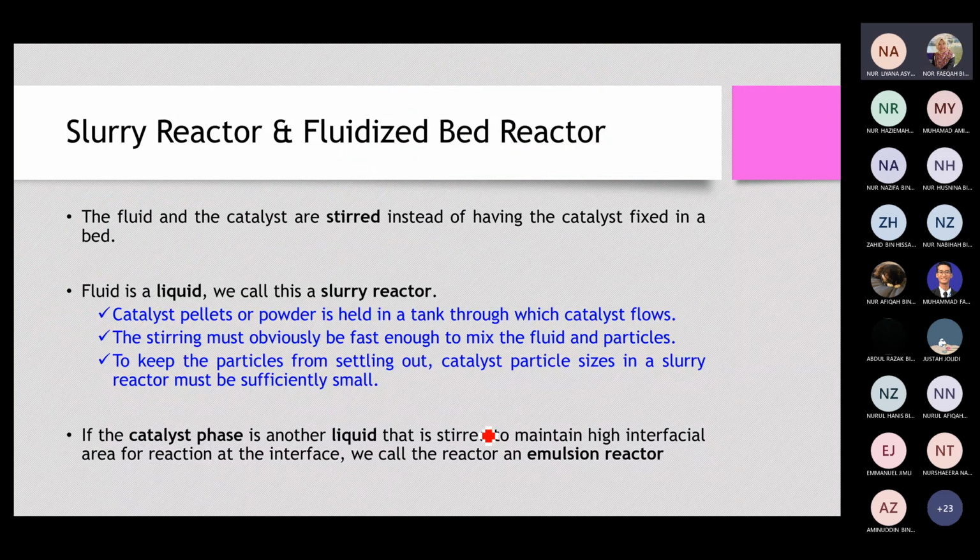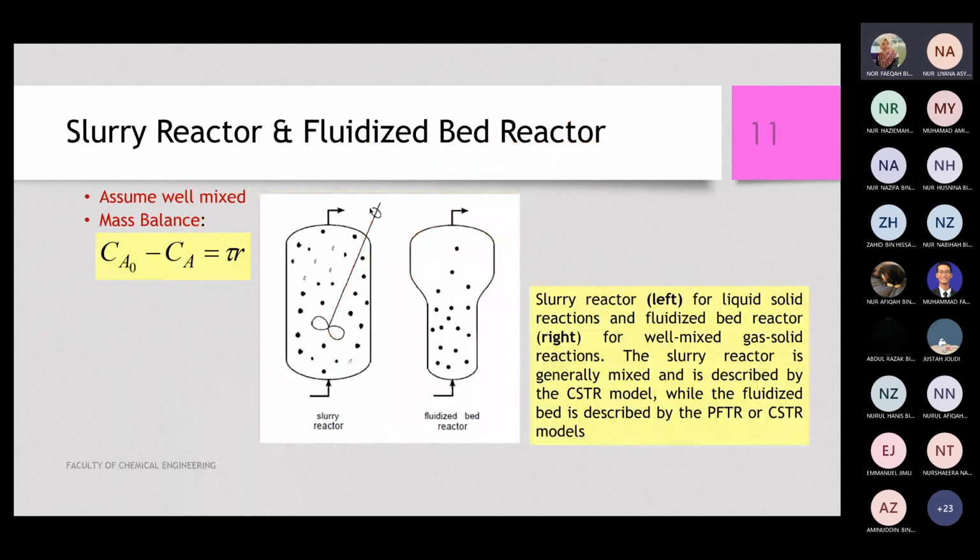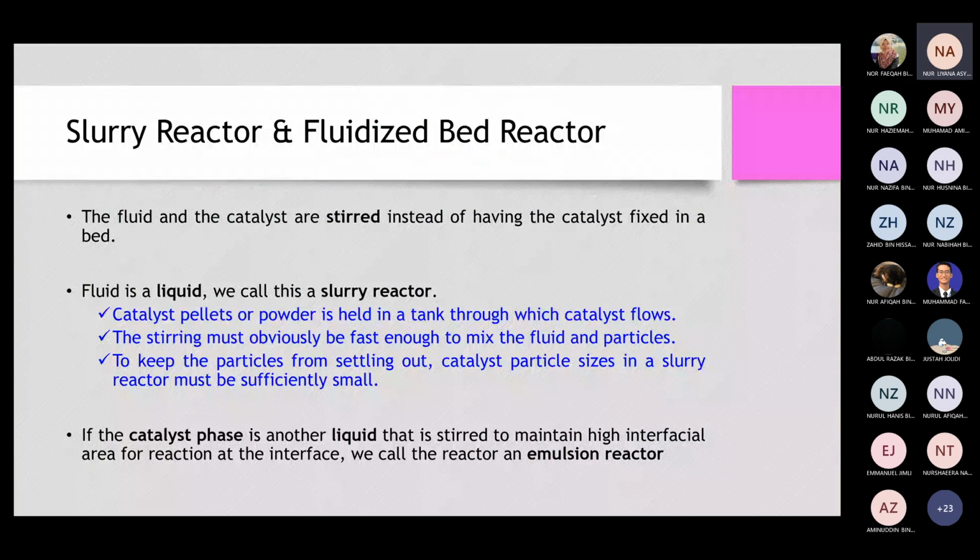And then another type of reactor, the slurry reactor and the fluidized bed reactor. Next reactor is the slurry reactor and fluidized bed reactor. The fluid and the catalyst are stirred instead of having the catalyst fixed in a bed. So you need to look at the difference. For a packed bed reactor, the catalyst is fixed in a bed. So this one is the PBR, packed bed reactor.